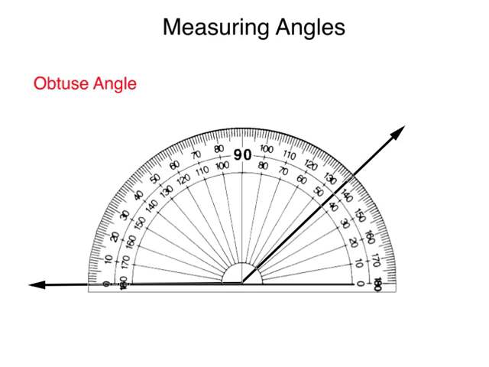The other mistake that students make when they're measuring is that they take the wrong scale. If you look at the protractor, the inside starts with 0 and it goes all the way around to 180.